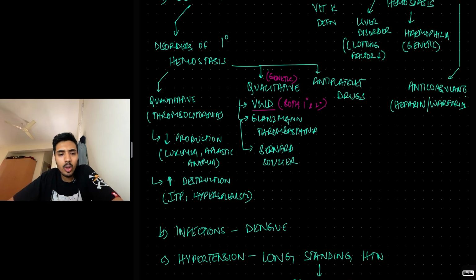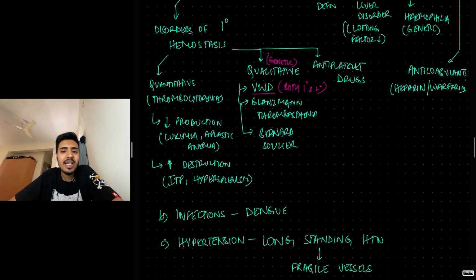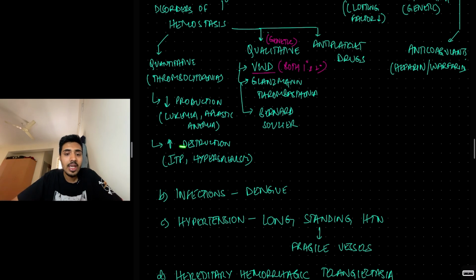What could be the cause for this low platelet count? Decreased production of platelets, seen in leukemia and aplastic anemia. In leukemia, all the malignant cells infiltrate the bone marrow, so platelets are not produced. In aplastic anemia, there is bone marrow suppression, so platelets are not produced. Or it can be because of increased destruction of platelets, like immune thrombocytopenic purpura or hypersplenism, where there is increased sequestration and breakdown of platelets in the spleen.